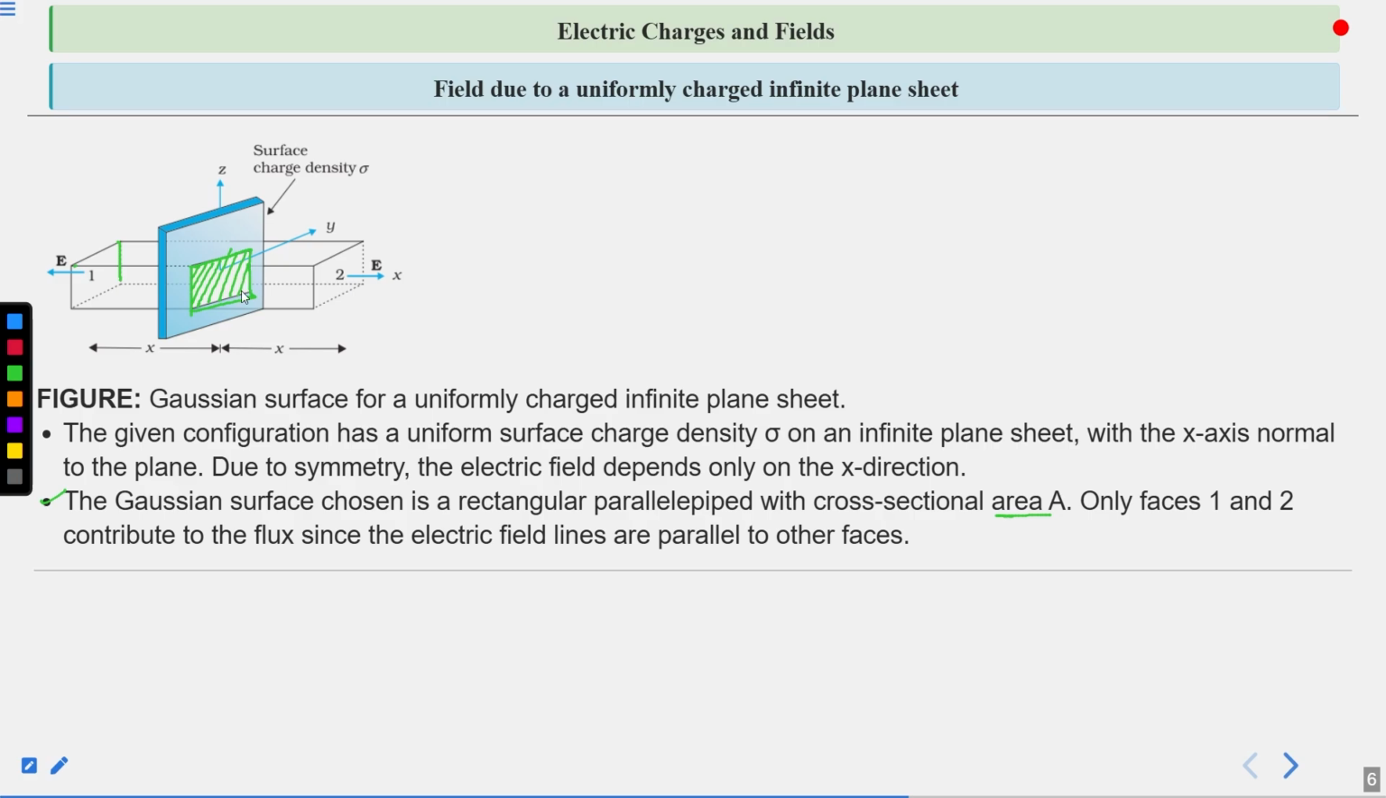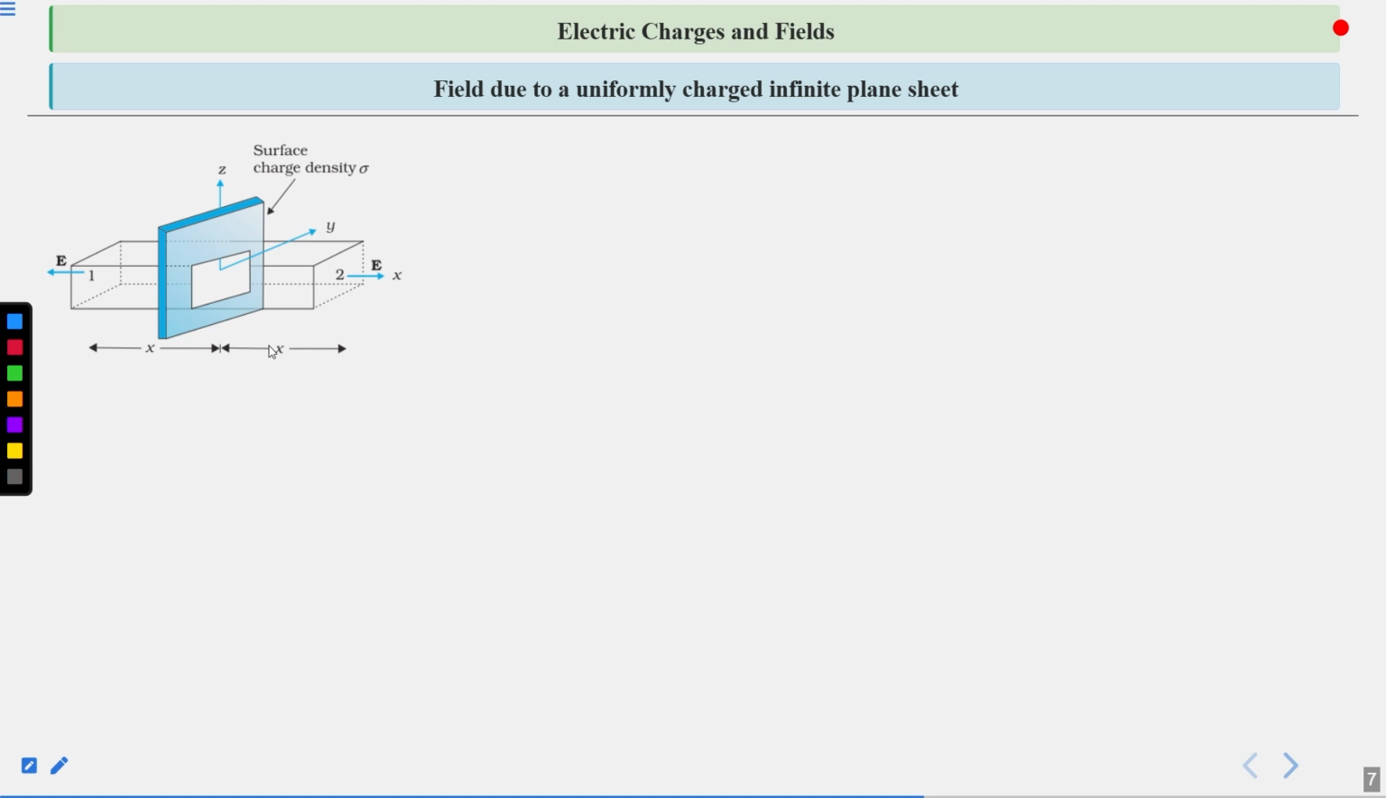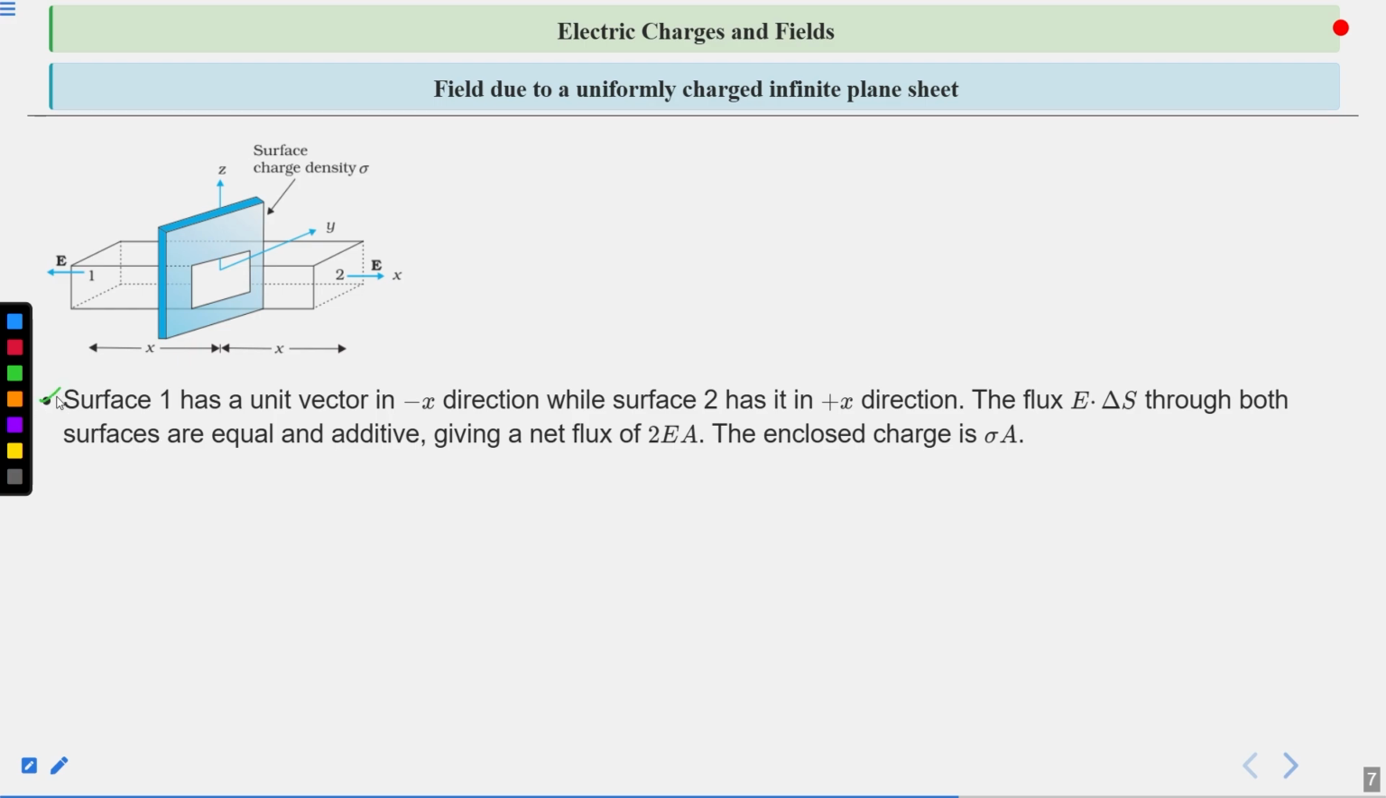Now we will find the electric field due to this uniformly charged plane sheet. The cross-sectional area is A. Only face 1 and face 2 contribute to the flux, since the electric field lines are parallel to the other faces. The distance from the center, for the right face, is x, and for the left face it is also x. This is surface first and this is surface second.